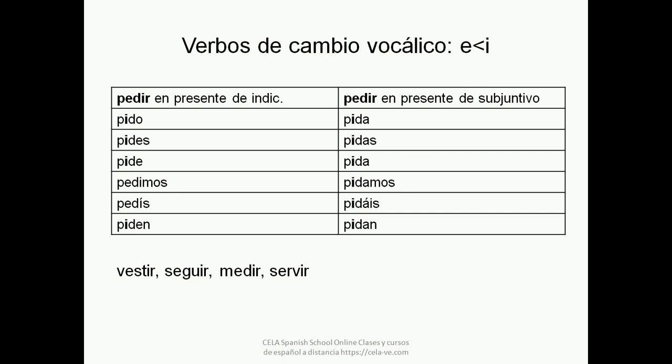As you see in the table, in the present indicative, these verbs have the vowel change in the first three persons of the singular and in the third person of the plural. But in the present subjunctive, they have the change in all persons of the verbal conjugation. The verbs that change from E to I are irregular in all persons in the present subjunctive.